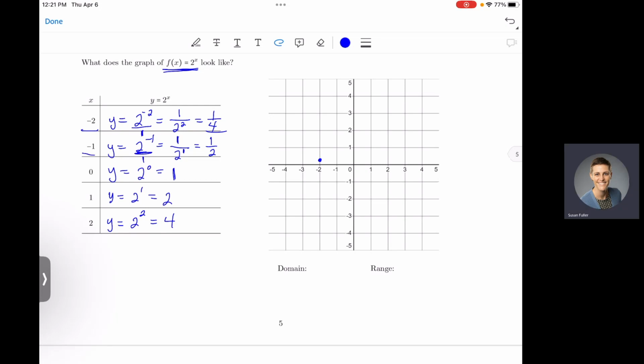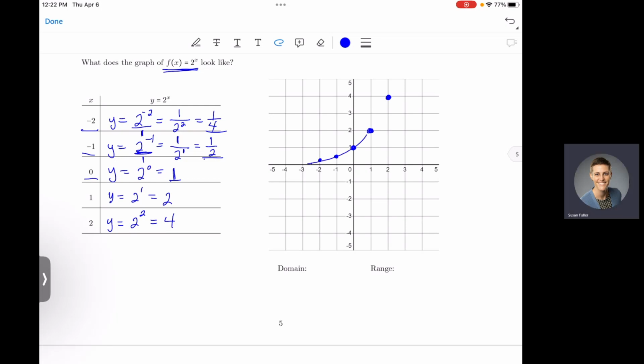Then the next ordered pair is x equals -1, y equals 1/2. Again, I'm just going to eyeball that one. X equals 0, y is 1. Ordered pair 0, 1. When x is 1, y is 2. And when x is 2, y is 4. So these are our points.